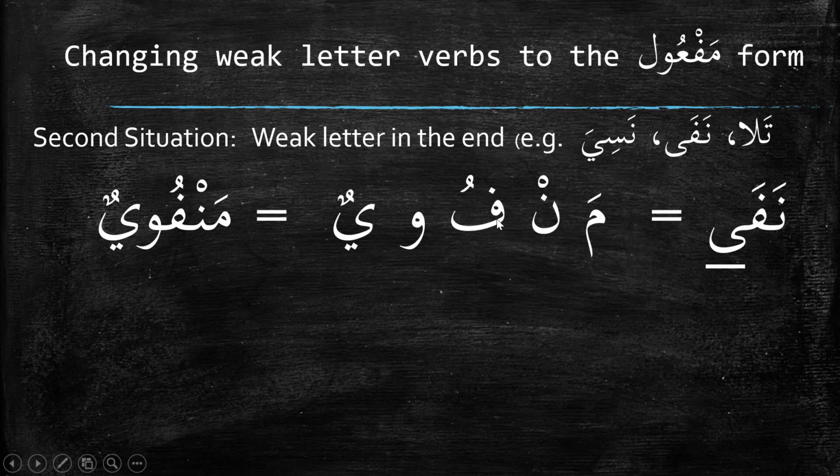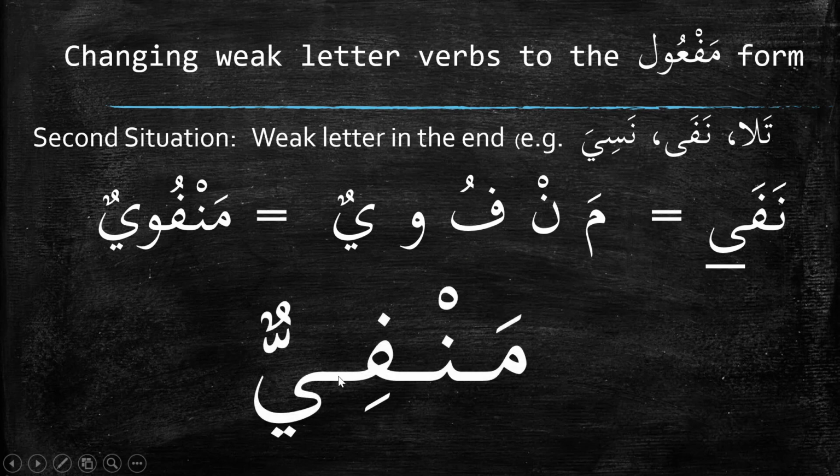manfuyun. But then we don't have that elongation. And so what happens is this ya here, the vowel that goes with it is a kesra. As we've said previously, the kesra is the sister vowel of the ya. The dhamma is the sister vowel of the waw, and the fatha is the sister vowel of the aleph. And so since we're going to turn these into a ya, a kesra would be more appropriate for pronunciation. And so that's why we get manfiyun.